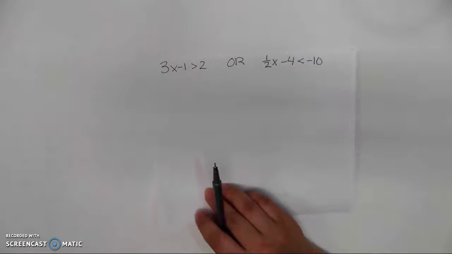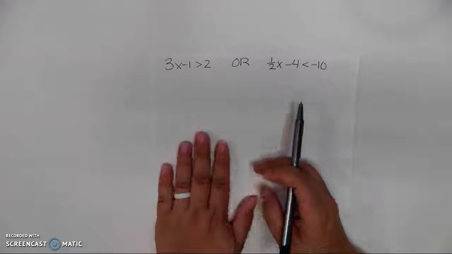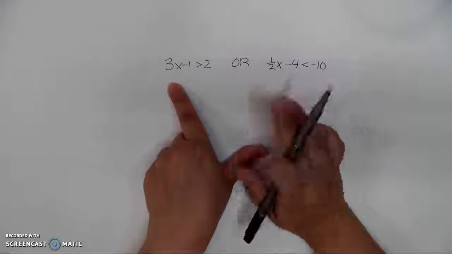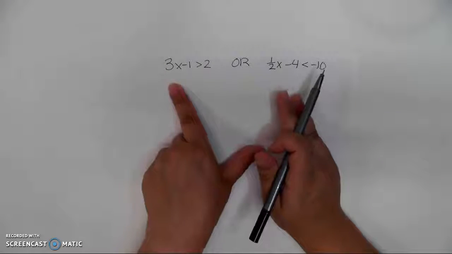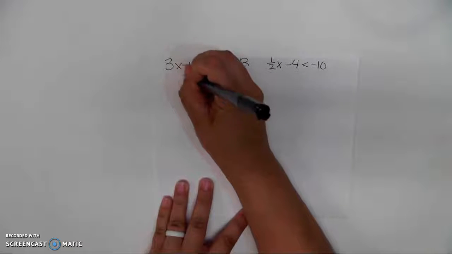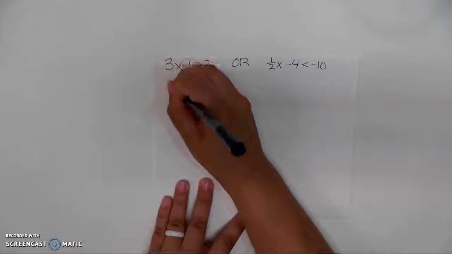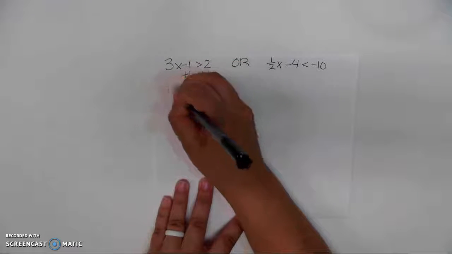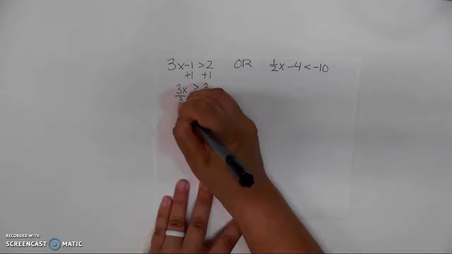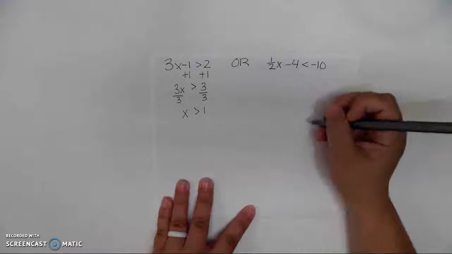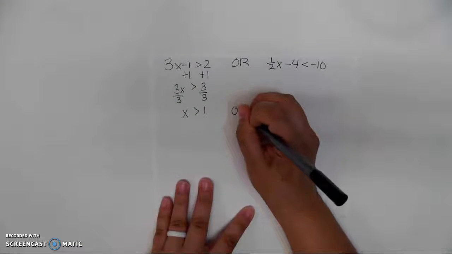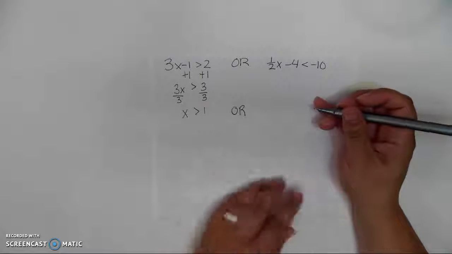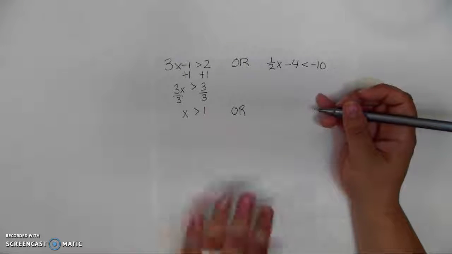Here is a union. With unions, you see the word or, and they have separate inequalities. So we're going to solve each inequality independently. Over here, I'm going to add 1 to both sides. I have 3x is greater than 3. Divide by 3. x is greater than 1. And then I always like to stick my or right there so I don't forget, because otherwise it just looks like 2 separate problems. That or is what makes it a compound.